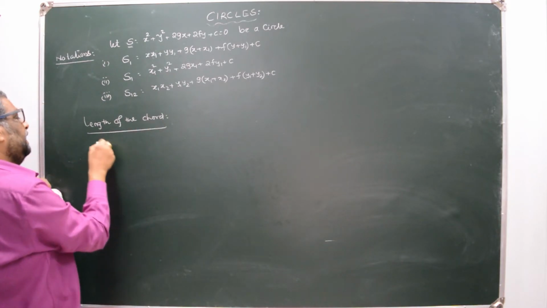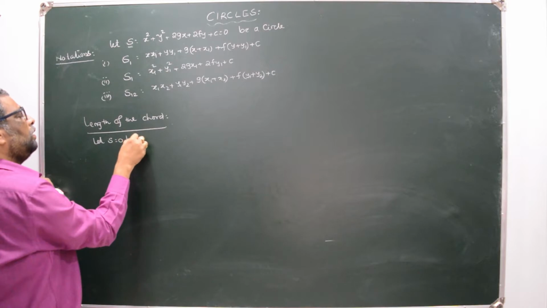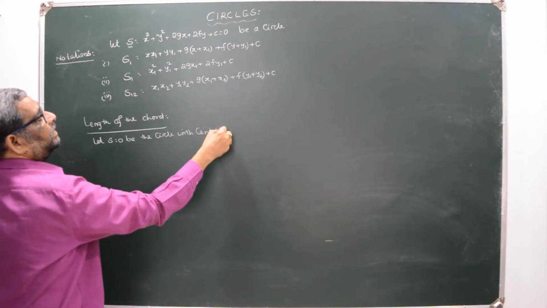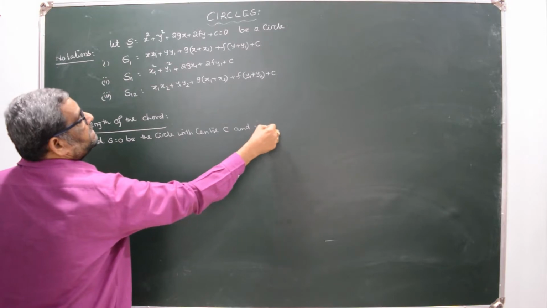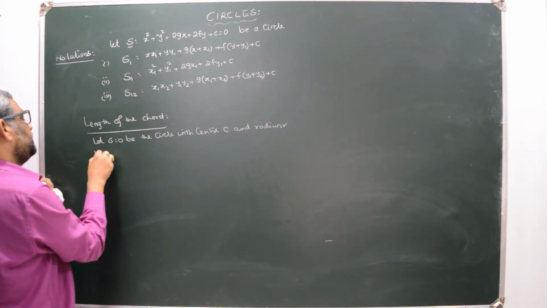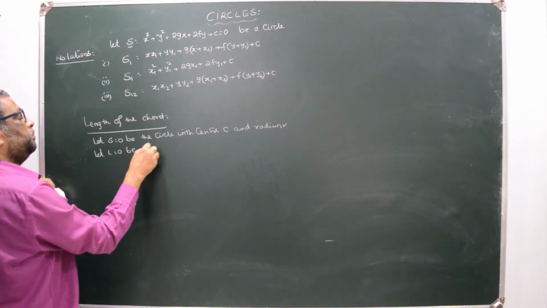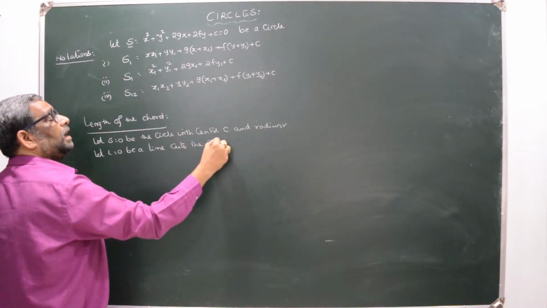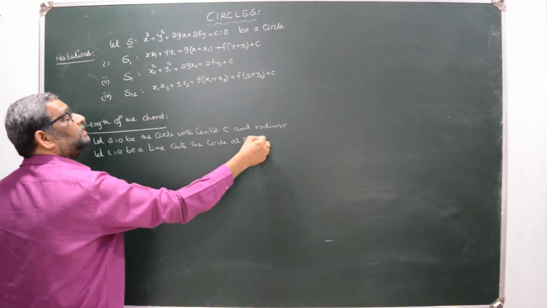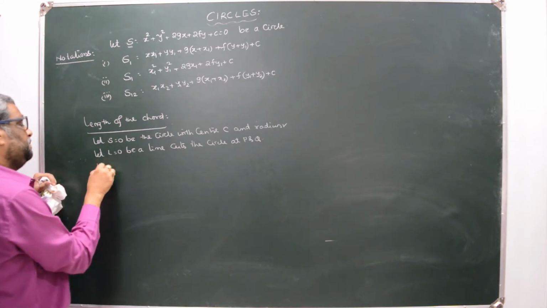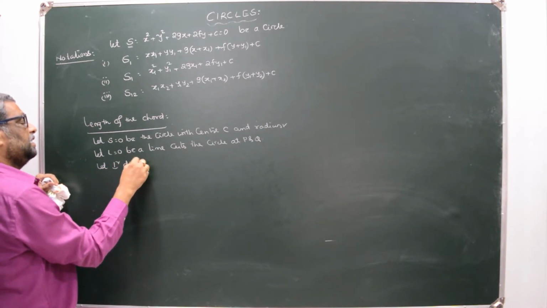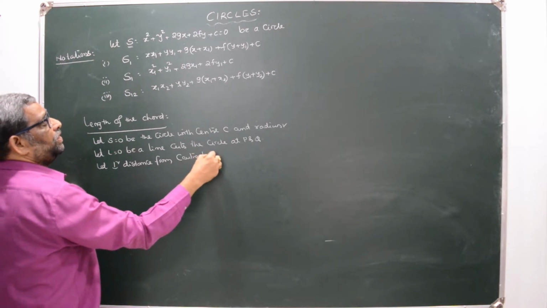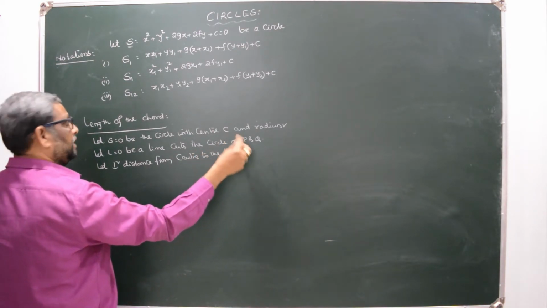Length of the chord. Let S equal to 0 be the circle with center C and radius R. Let L equal to 0 be a line which cuts the circle at P and Q. The perpendicular distance from center to the line be D.